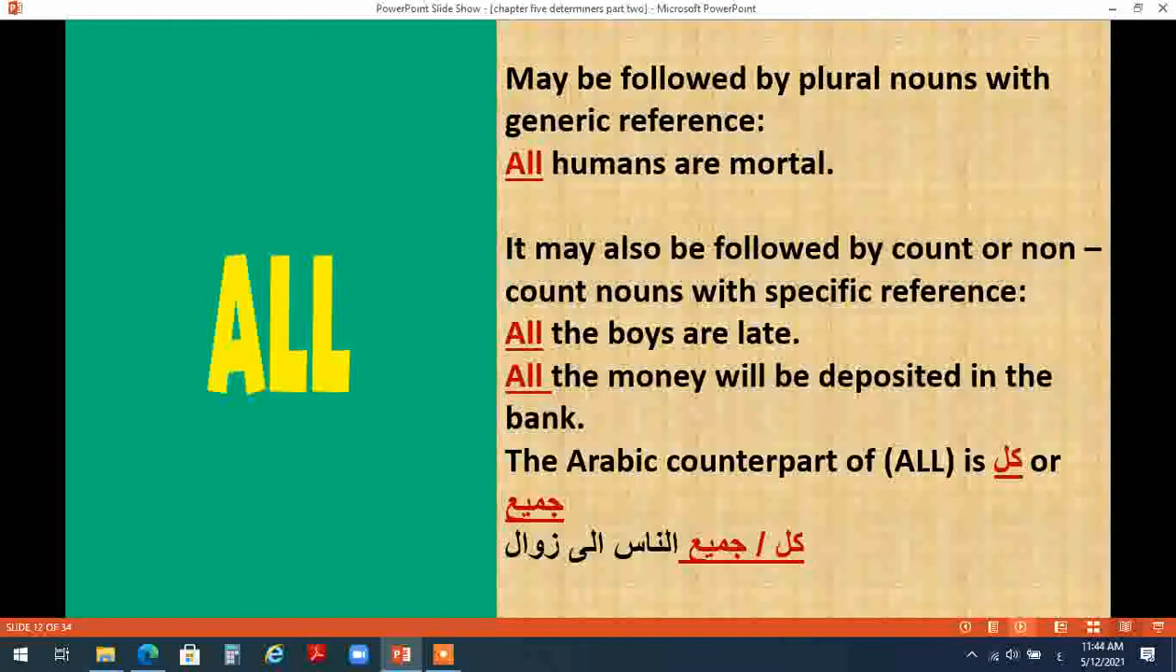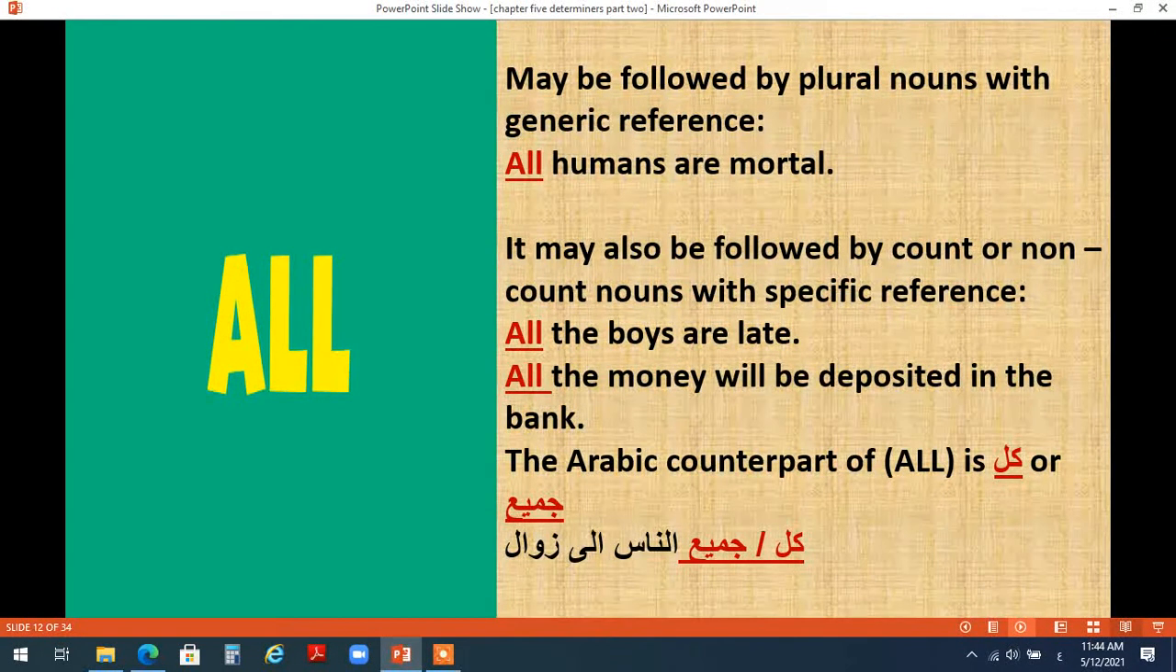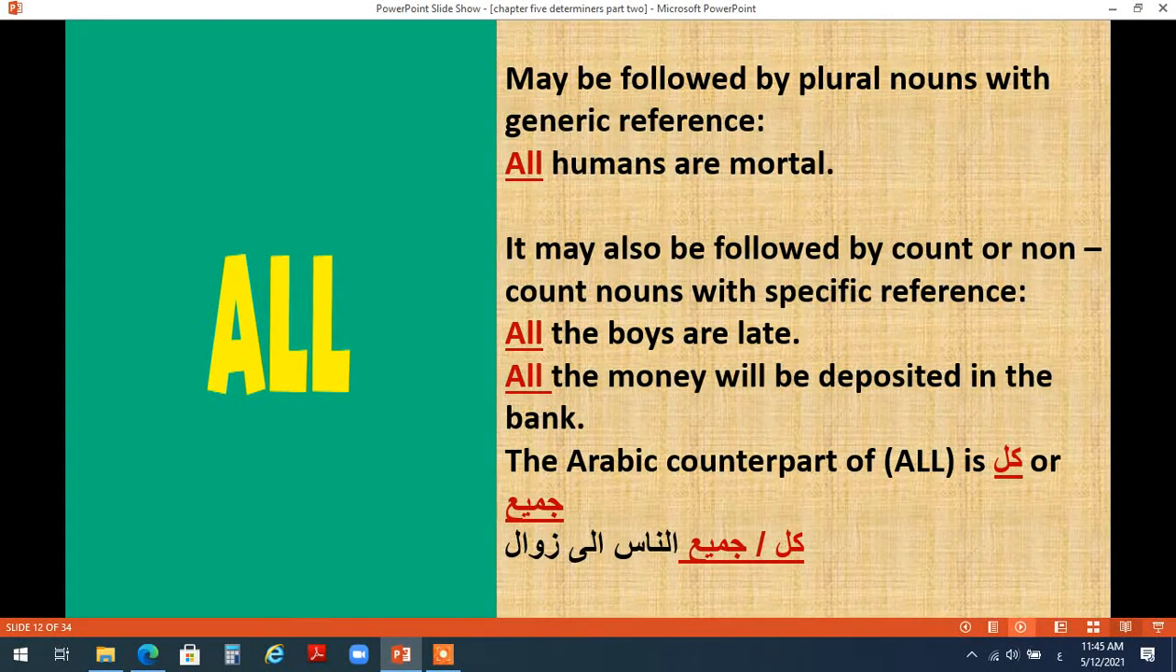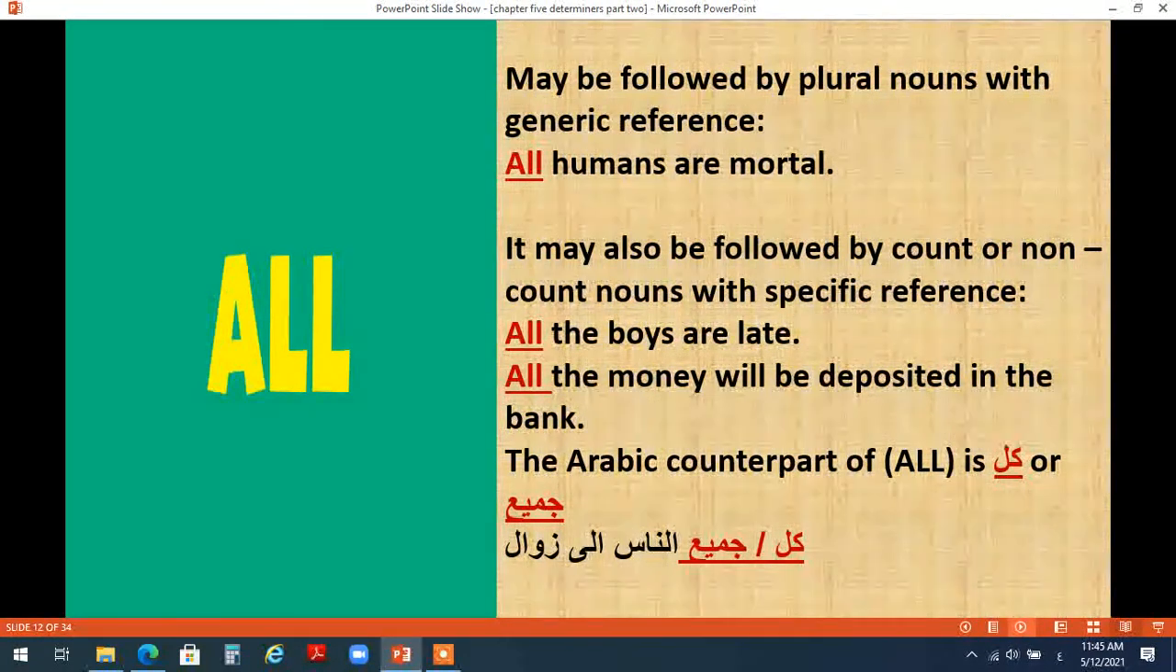All is another quantifier. It may be followed by plural nouns with generic reference. ممكن أن يأتي متبوعا باسم وهذا الاسم يكون في حالة الجمع ويشير إلى شيء يعني عام. For example, all humans are mortal. هنا استخدمنا all وجاء بعدها اسم في حالة الجمع humans ويشير إلى شيء عام. When you say all humans, we are referring to all humans all over the world.